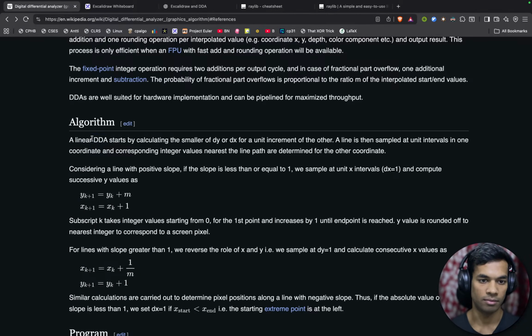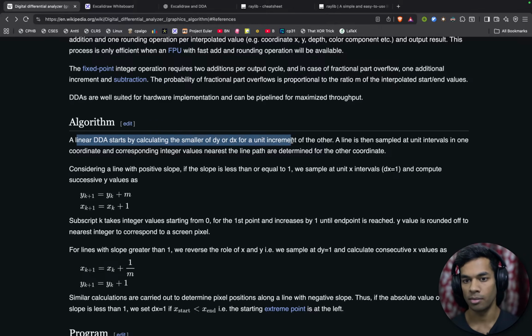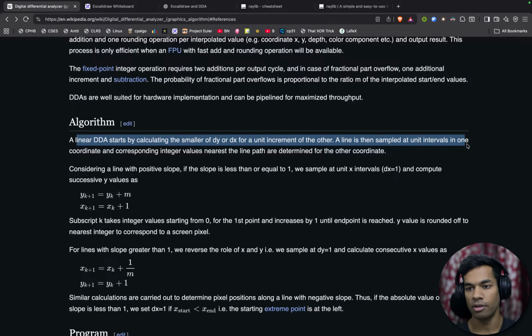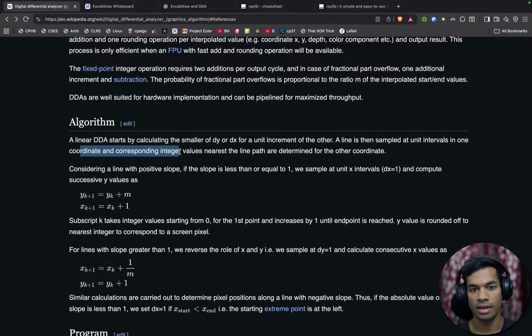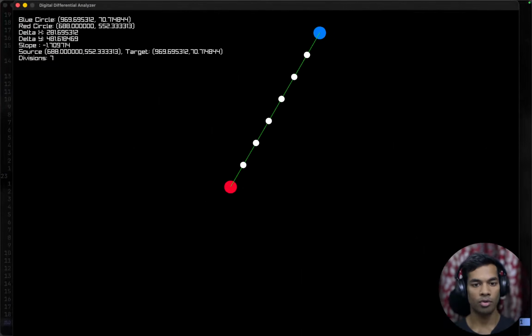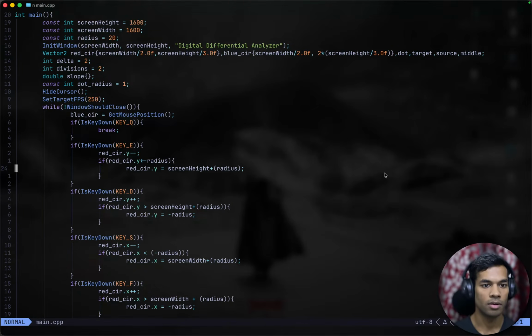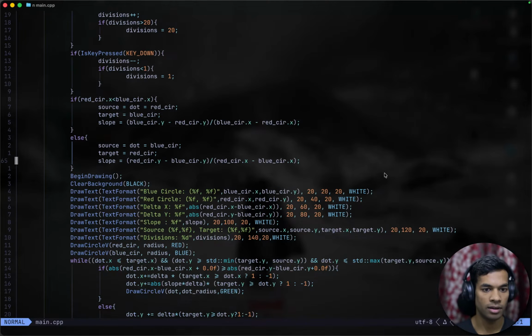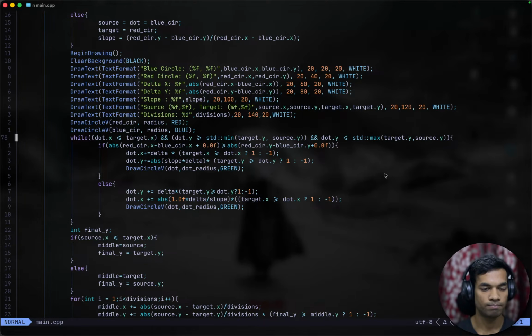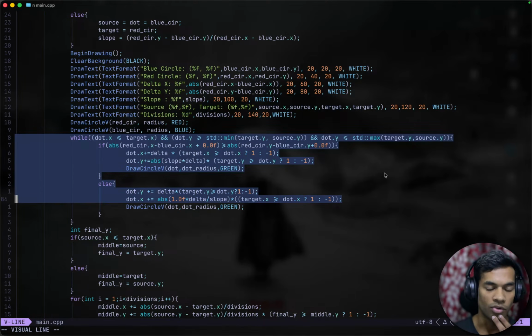Linear DDA, digital differential analyzer, starts by calculating the smaller of dy and dx for a unit increment of the other. A line is then sampled at intervals in one coordinate, and corresponding integer values near the line path are determined for the other coordinate. That makes sense. Okay, I want to make this a bit more modular. Our whole logic, which is calculating the line, is right here.